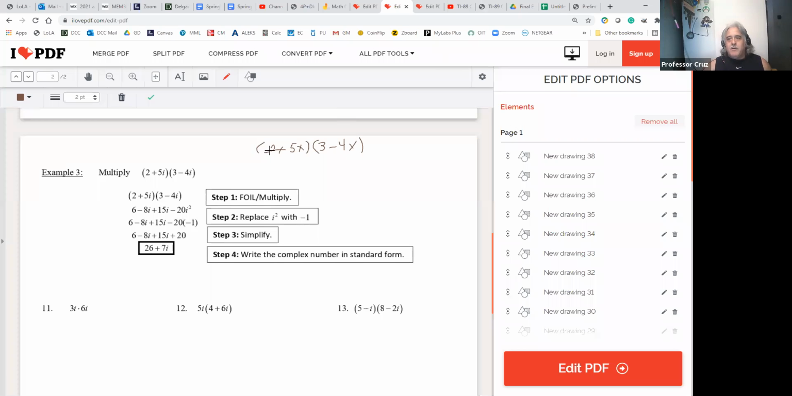Plain old FOIL. 2 times 3 is 6. 2 times negative 4 is negative 8x. Inside is 15x. And then the last is negative 20x squared. These two go together. And usually you kind of see it turned around, but you get my point.